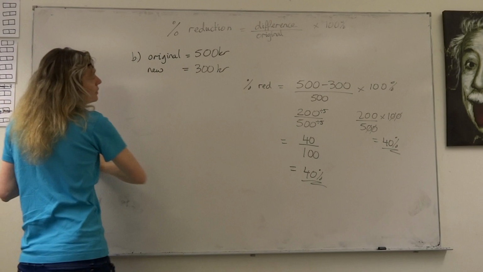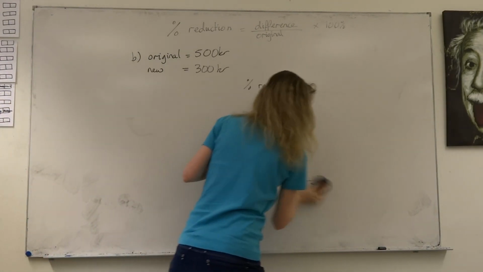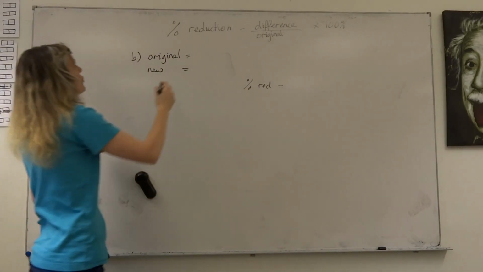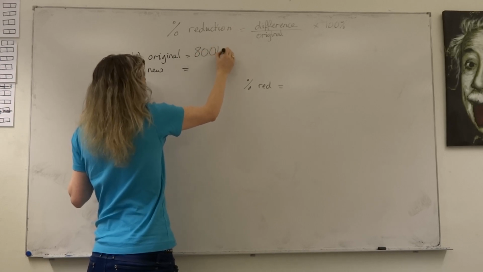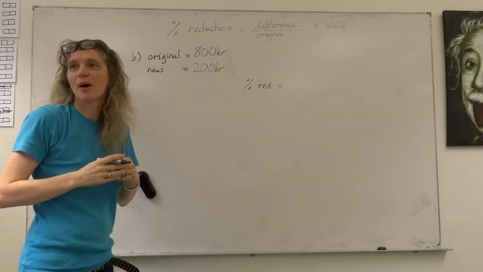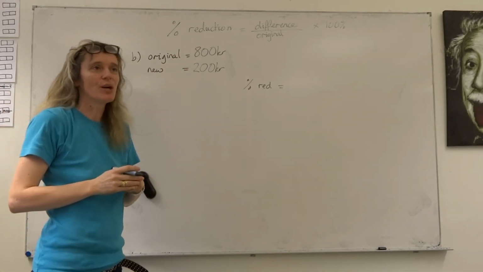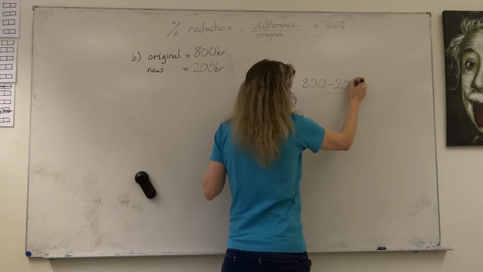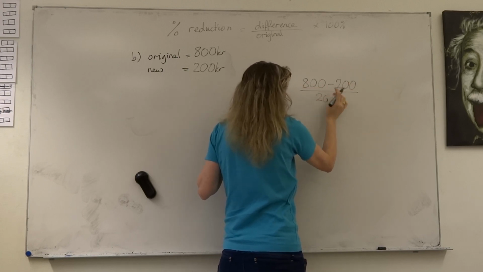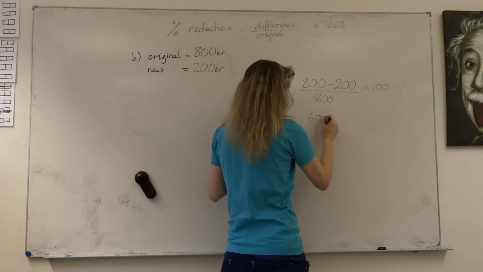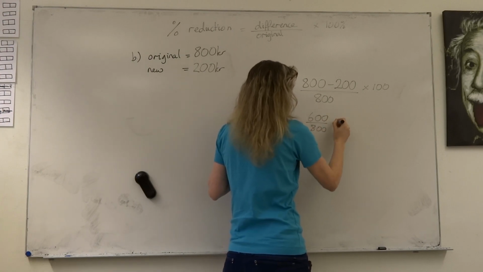Okay, then our next one. We had an original price of 800 kronas. And the new price was 200. If this was a pair of jeans that I'd like to buy. Okay? So what's the percentage reduction? We got a big price reduction here. 800 minus 200 divided by 800, original price, times by 100 to take it into percentage. So we get 600 over 800 times 100.